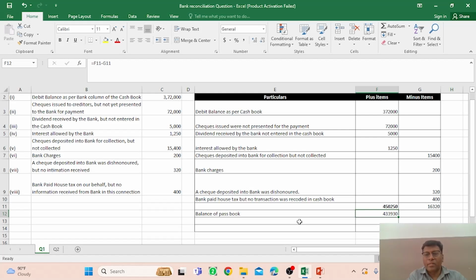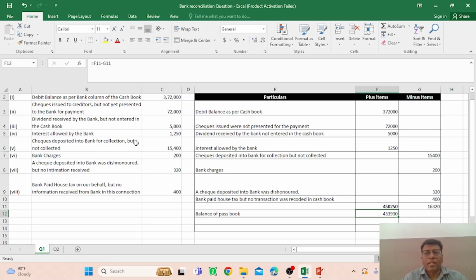You can use the calculator, right? And we find that 450250 is the plus items, and the minus item is 16320. So you find that 4,33,930, right? So this is the balance of passbook. You verified. So you have to make your calculation 2 times, right?